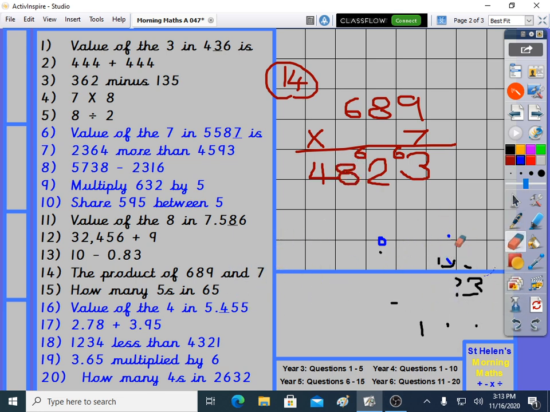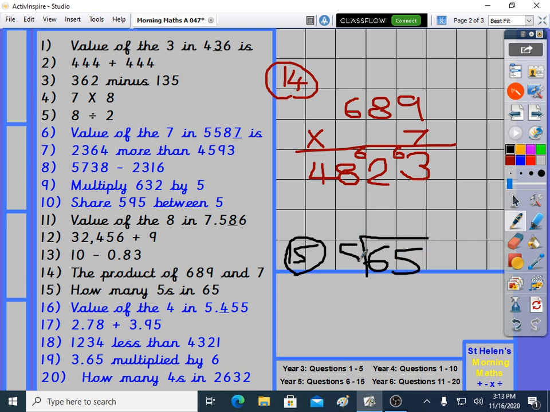For number 14. Number 15, how many 5s in 65? How many 5s in 60? I know it's 12, so this will be 13. The answer will be 13. How many 5s, how many somethings in a something is also division, so we could use the bus stop if we wanted, just to prove that it is 13. And then we can go on to question 16.